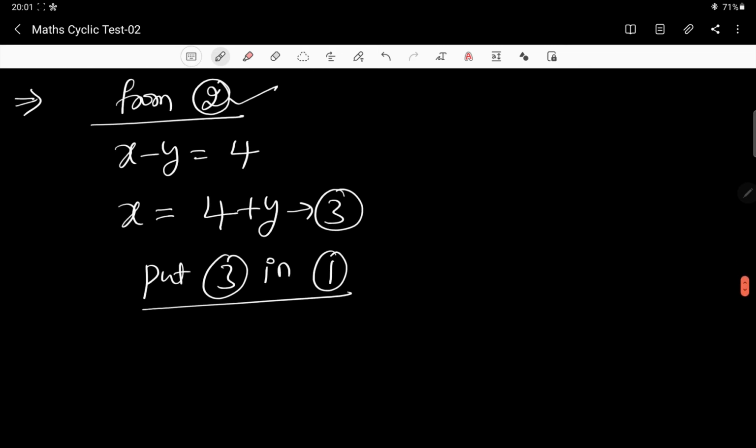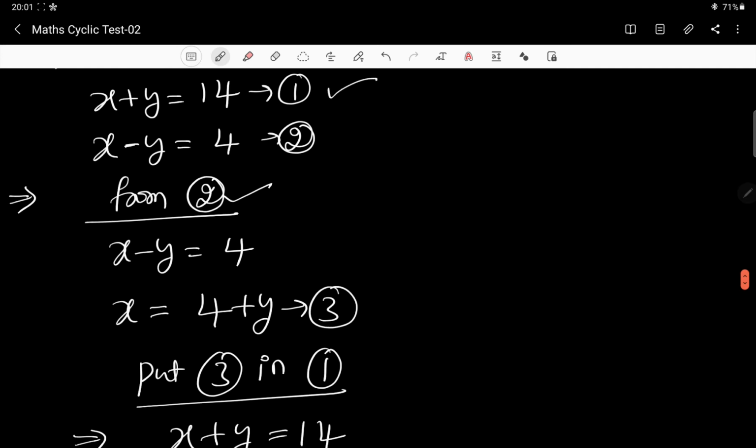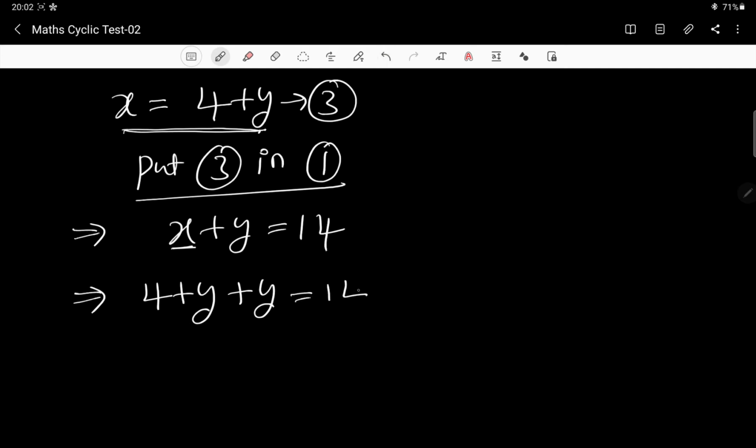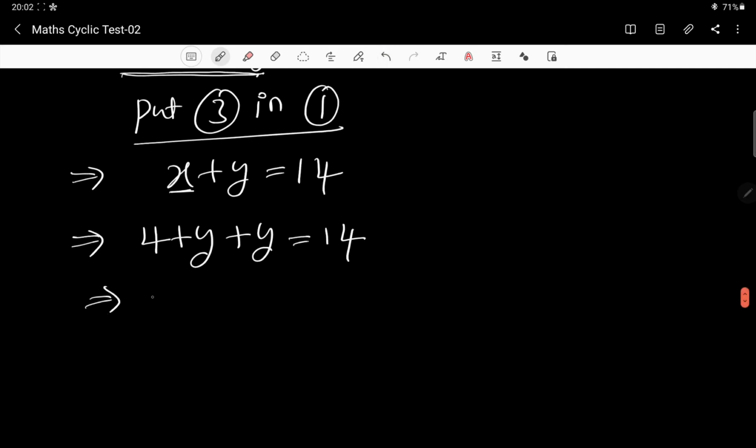What is equation number 1? Equation number 1 is x plus y is equal to 14. Have a look at that. We are going to place this x, so x is 4 plus y. So 4 plus y, then again plus y, correct? Instead of this x I have placed 4 plus y, then one more y is there. That is equal to 14. Then it becomes 4 plus y plus y, 2y. 2y is equal to 14.